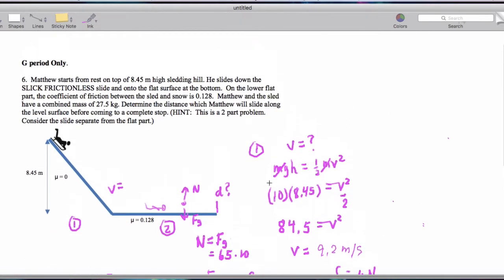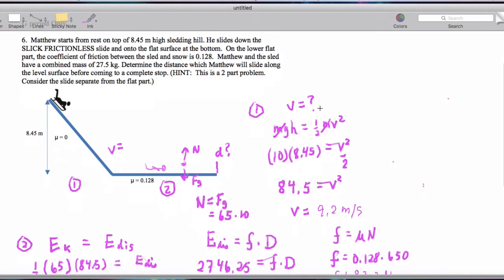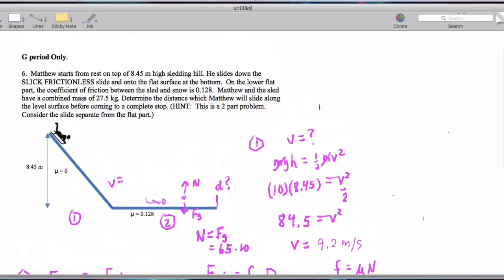Anyway, so we get 33 meters worth of distance, and that's it for the very last problem on this test.